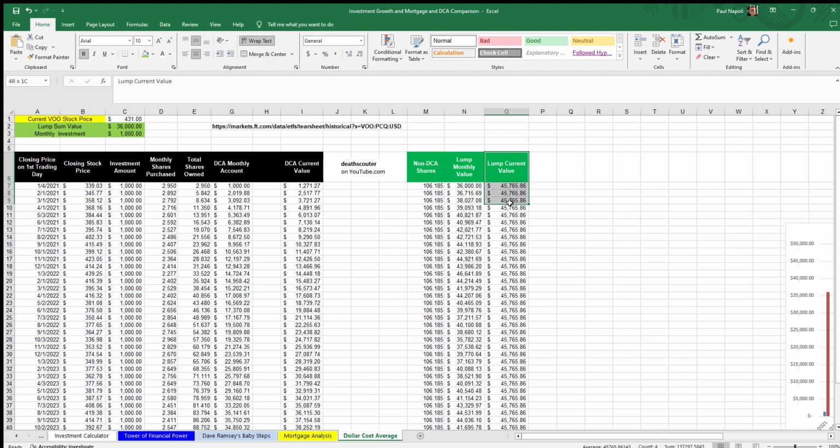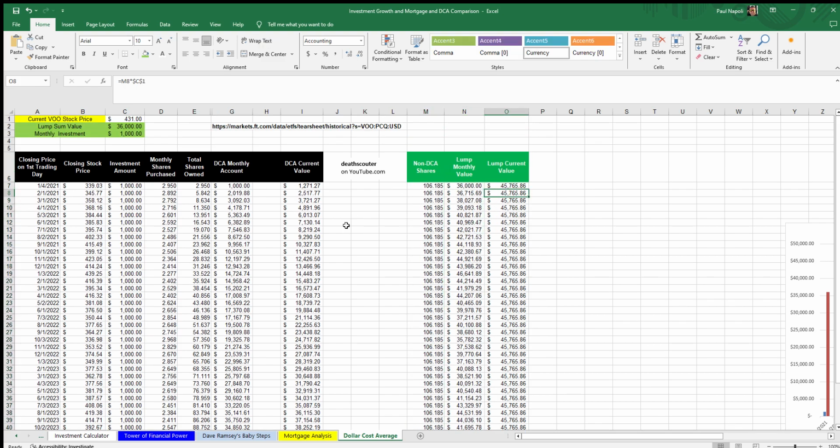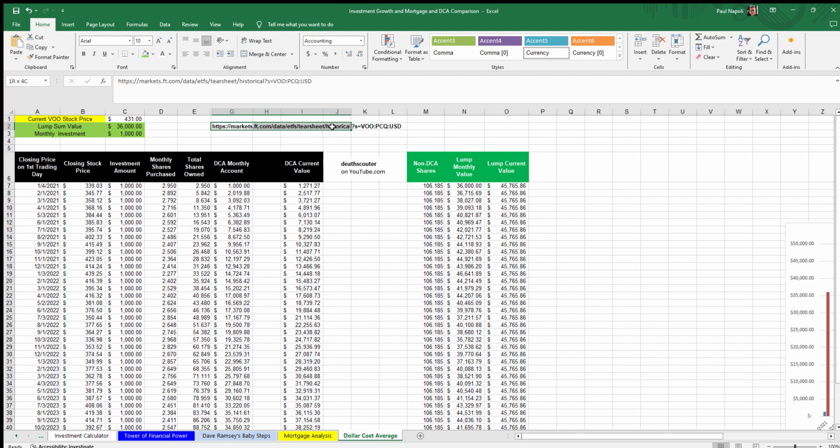In the third column, we reference the today price of $431 per share. And we have our lump sum current value, which you can see is based on one daily price and the same number of shares, so this number does not change throughout the whole column. So now that we've taken away the mystery and I've shown you the actual data on a monthly basis, first trading day of each month, closing price as provided by markets.ft.com, let's see which methodology was the more beneficial.